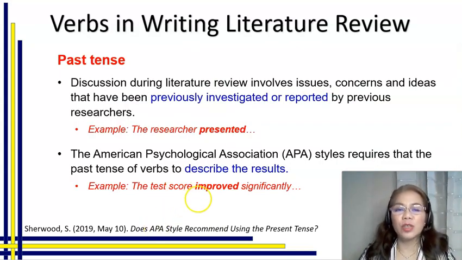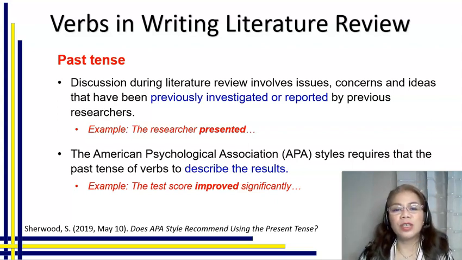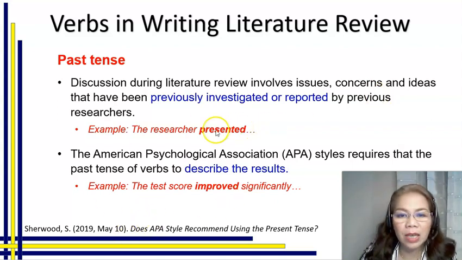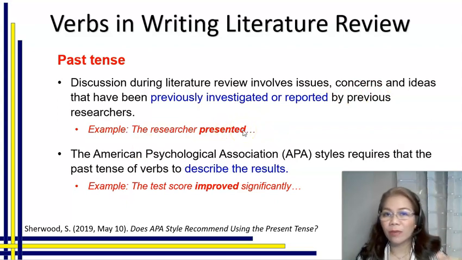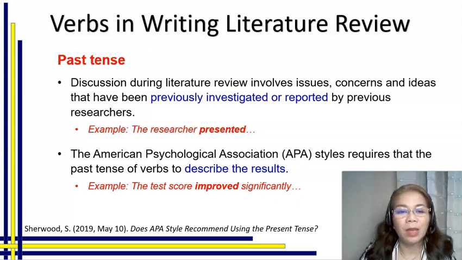Past tense is used when you discuss what was previously investigated or reported by previous researchers. For example, you will say, the researchers presented. Okay, take note that you are using the past tense of the verb here because you are referring to a work that had been previously studied.